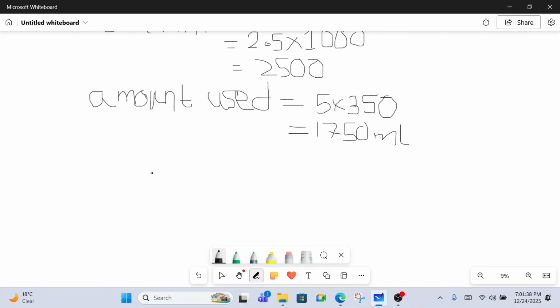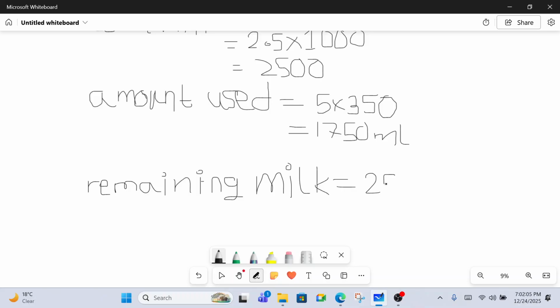Now is the easiest part. How much is left? So remaining will be 2,500 minus 1750.